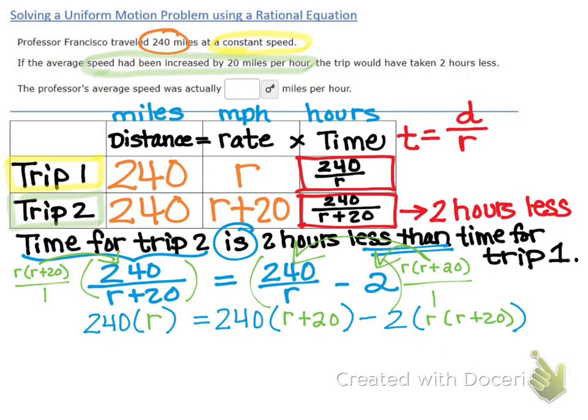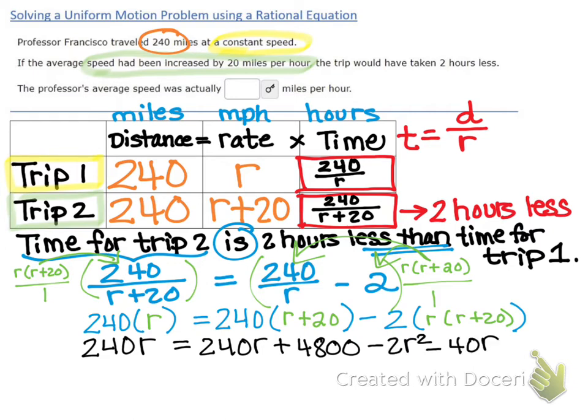This is the fun part, okay? So let's simplify our equation. So we have 240r, and we're going to distribute on the other side of the equal sign. That's going to equal 240r plus 4,800. Now, for this next part, we're actually thinking of it as distributing negative 2r to the binomial r plus 20. So that will give us minus 2r squared minus 40r.